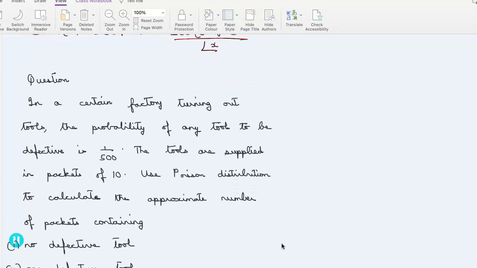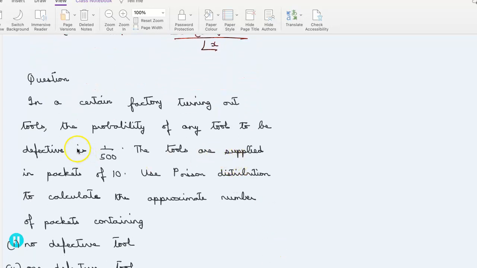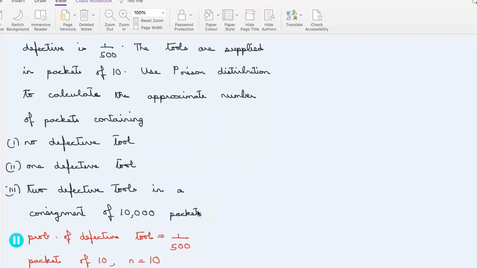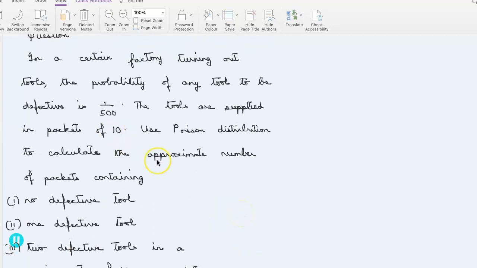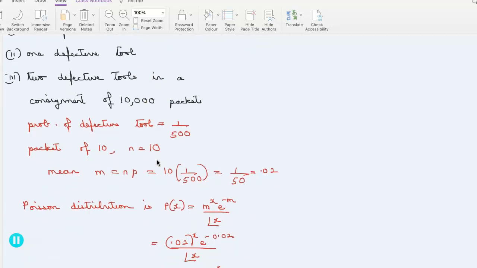Now, in a certain factory turning out tools, this is the next question. The probability of any tool to be defective is 1 by 500. The tools are supplied in packets of 10, so we have packets of 10. Use Poisson distribution to calculate the approximate number of packets containing no defective tools. So probability of a defective tool is 1 by 500, that is given to you, and mean is NP. N is 10 here, so 10 into 1 by 500, that is 1 by 50, which is 0.02.